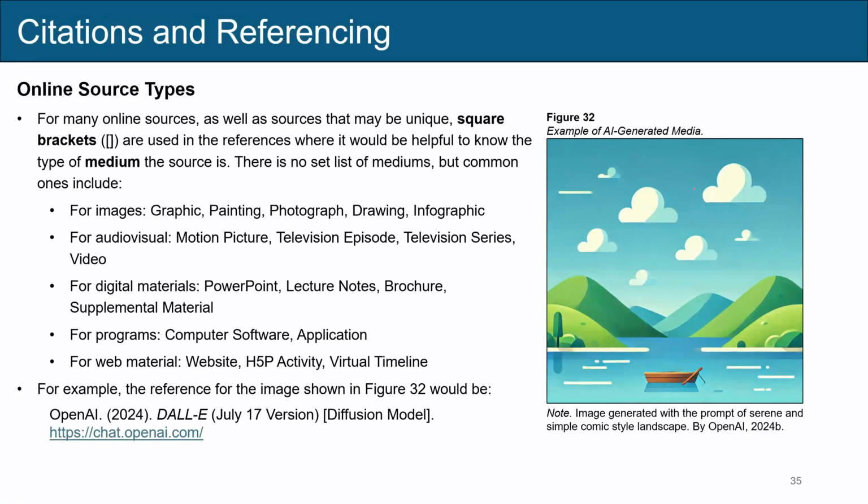So, for example, I created this image. Well, I didn't create it. I gave AI the prompt to create this image. So I told it to create a picture that was a serene and simple comic style landscape. And in this case, I used DALL-E, which is also developed by OpenAI. So OpenAI, 2024, DALL-E. This one is called a diffusion model. You could also just use image generator or something like that. Diffusion model is specifically getting at what kind of AI tool it is. And again, you can access it through the same thing.